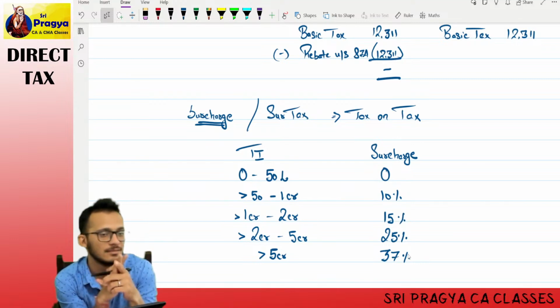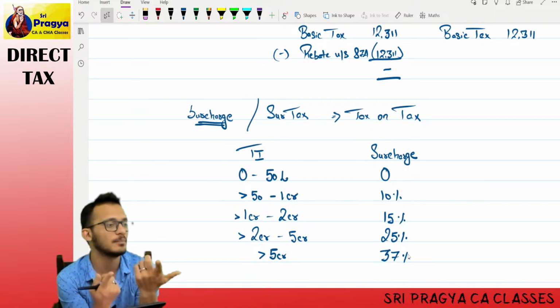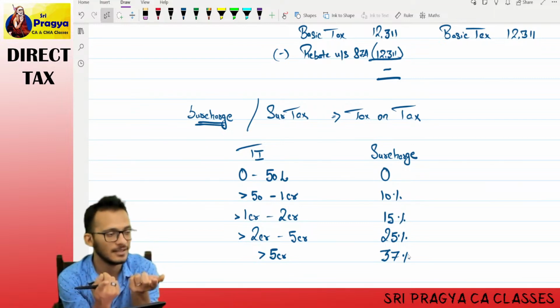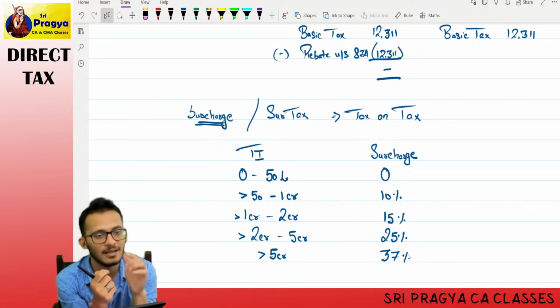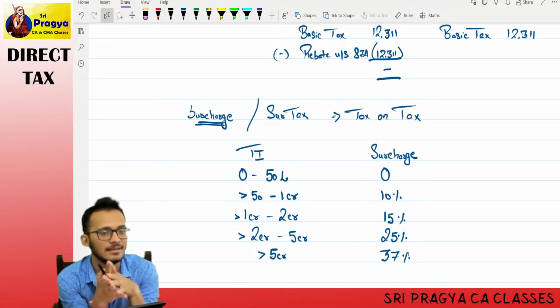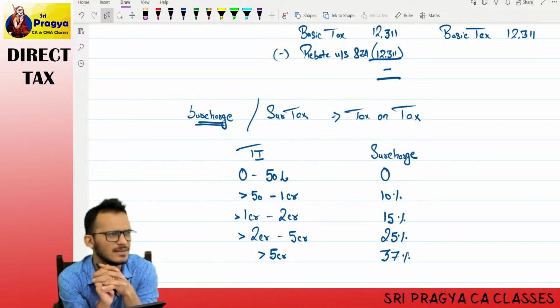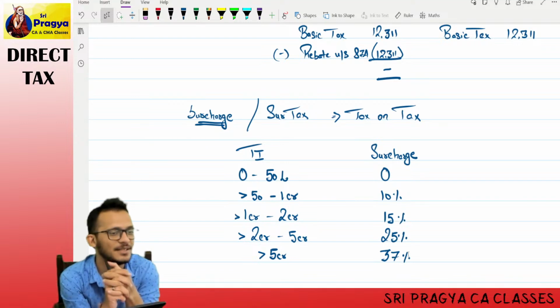Rahul, is this to be paid more than your basic tax? Yes. We already have a number, no? On top of that number, this will apply. And you know what? I've not completed.